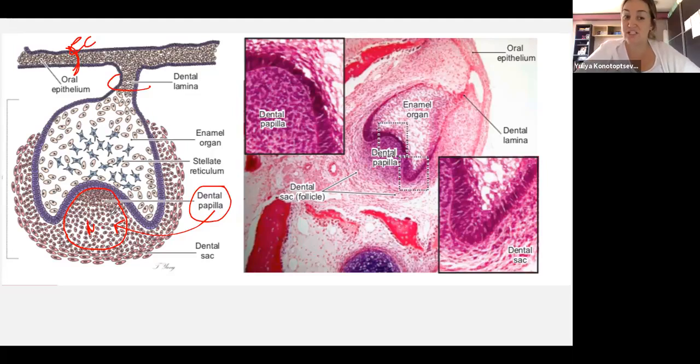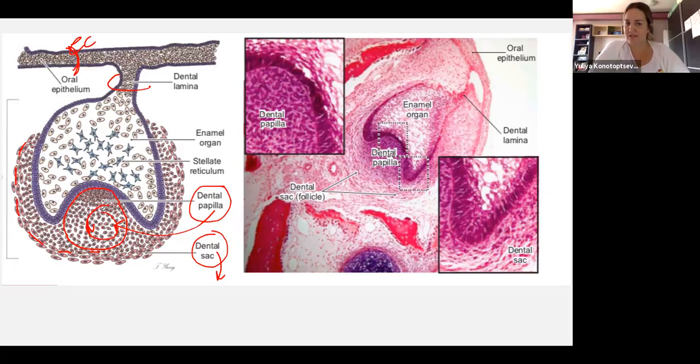As a result, some neural crest cells volunteer to act as a guard, somebody who is going to keep neural crest cells from leaving this region. This guarding is called dental sac. So dental sac is like a border around the dental papilla. It also consists of the neural crest cells, but these neural crest cells are keeping the rest of the neural crest cells within this region. It doesn't allow them to leave.